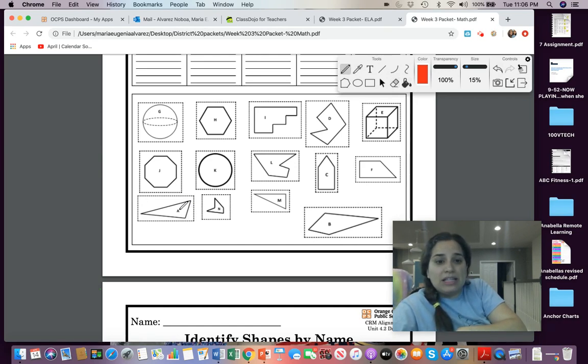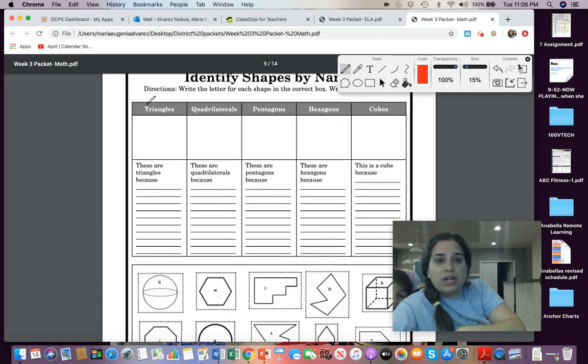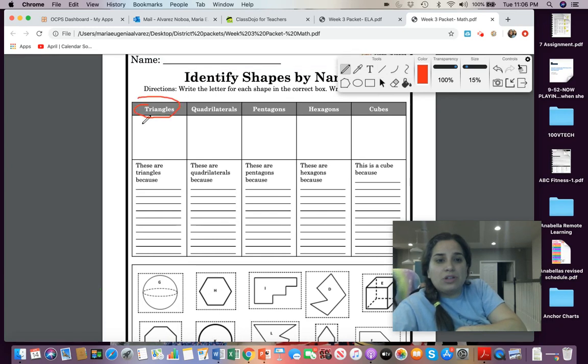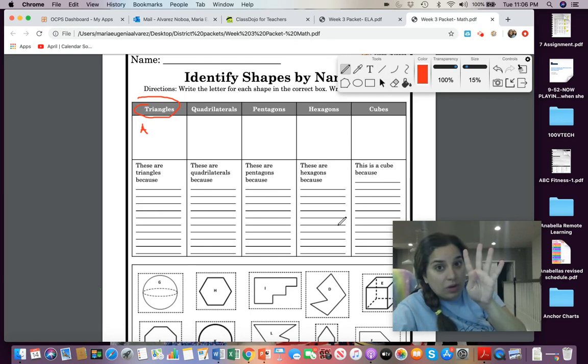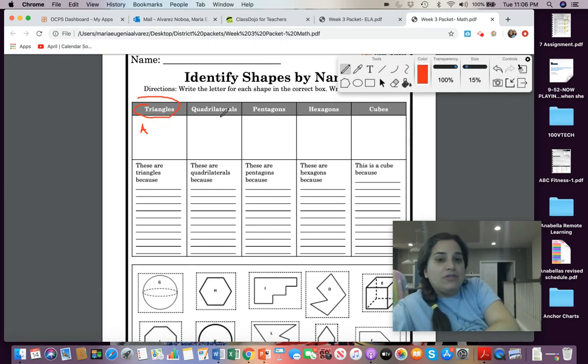So I would write this letter A up here where it says triangles. Right here where it says triangles, that's where you're going to write letter A. Okay? And you're going to do that with the quadrilaterals. And quadrilaterals, remember, are shapes that have 4 sides, 4 corners, okay? Those are quadrilaterals. They are flat, okay? So find all the quadrilaterals.